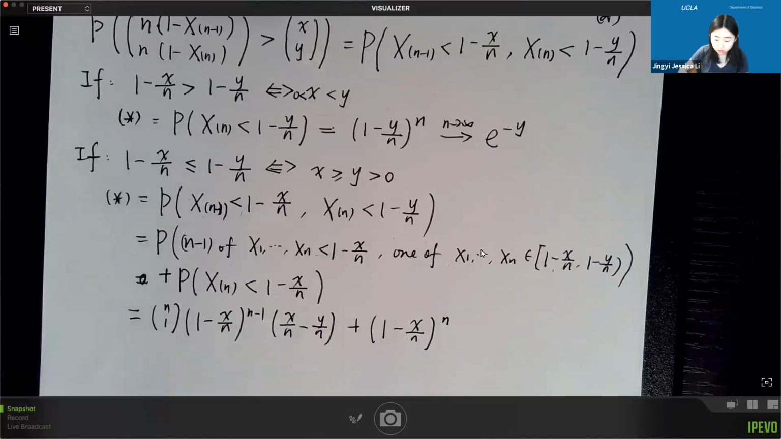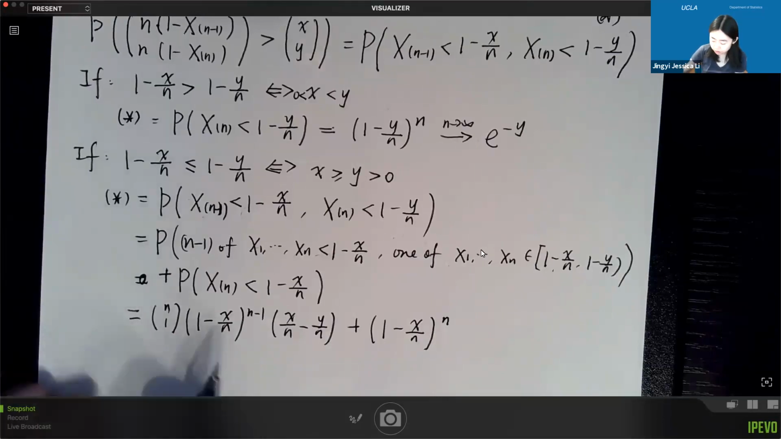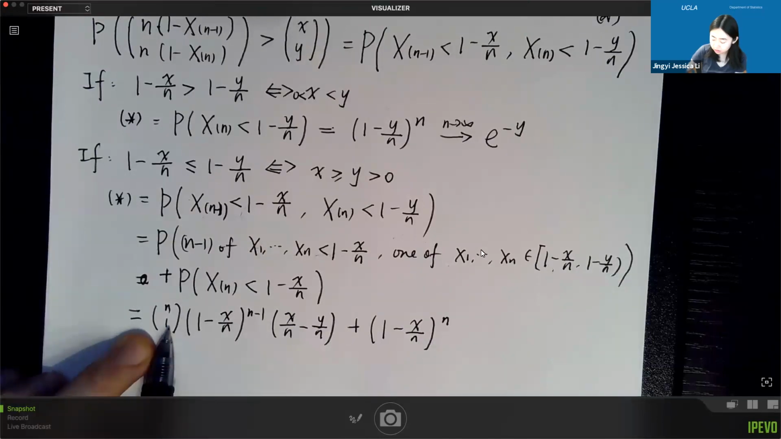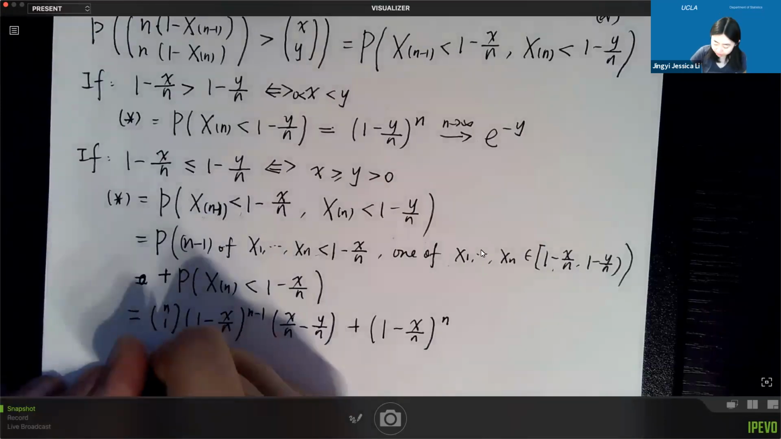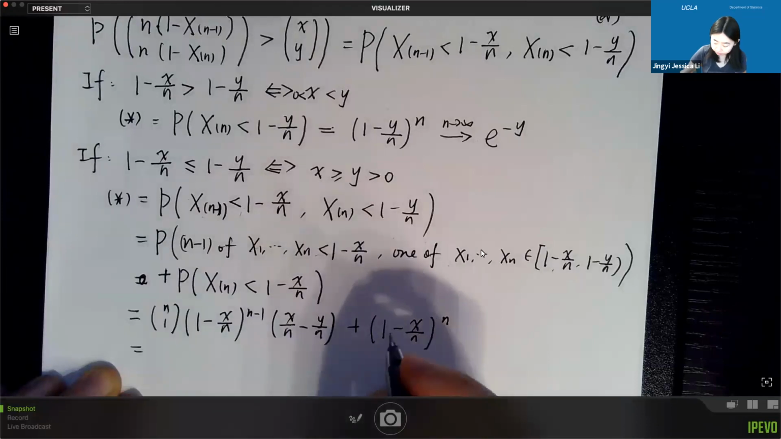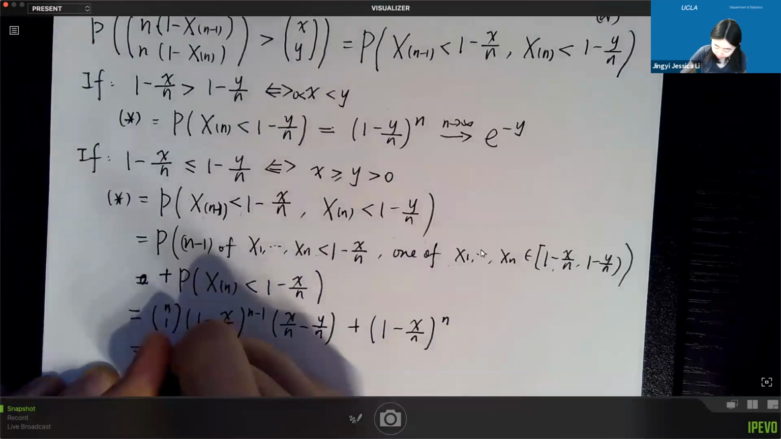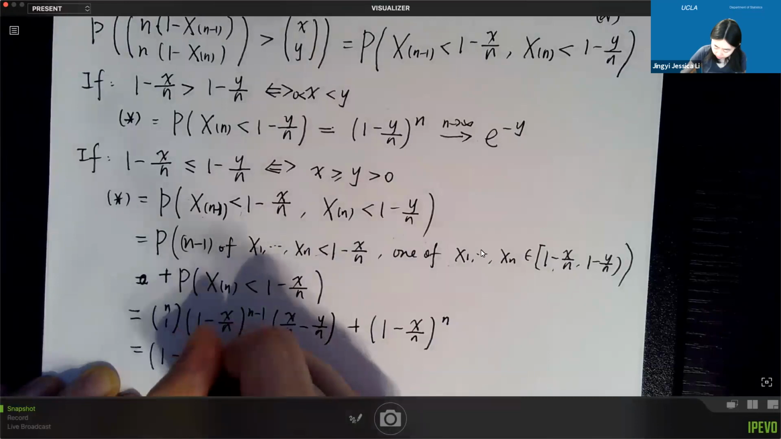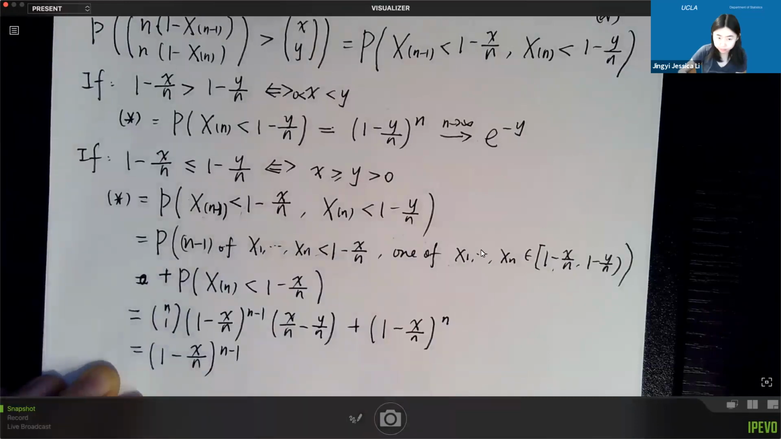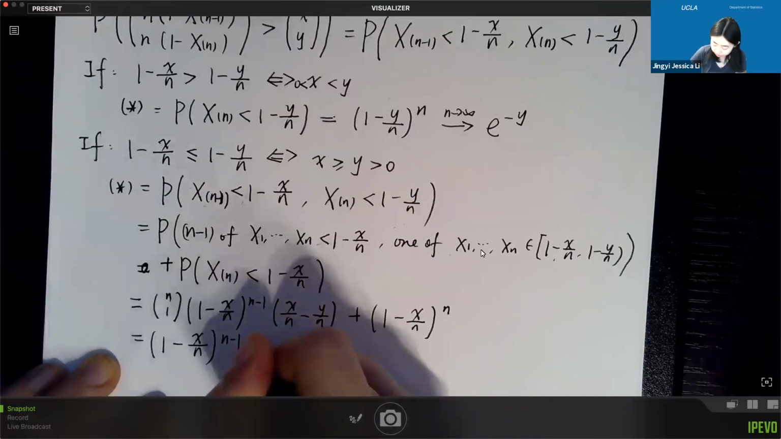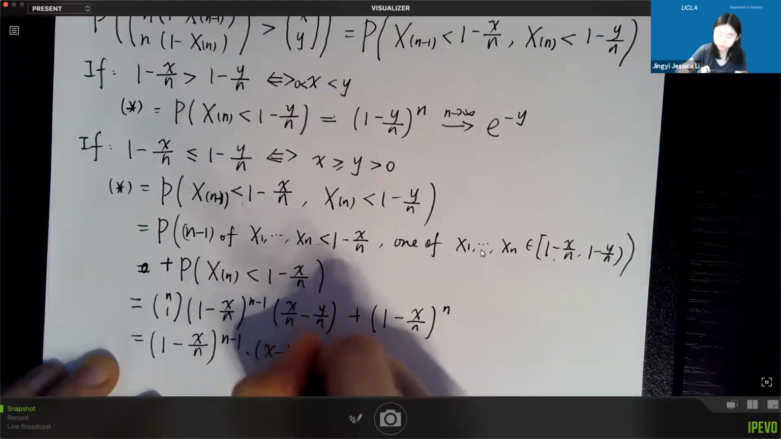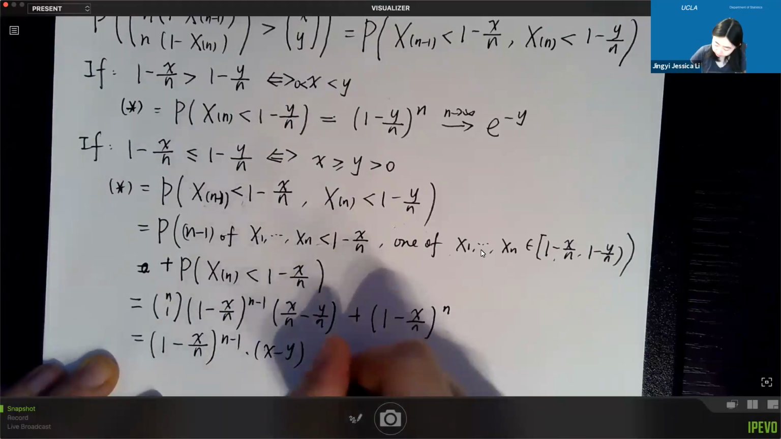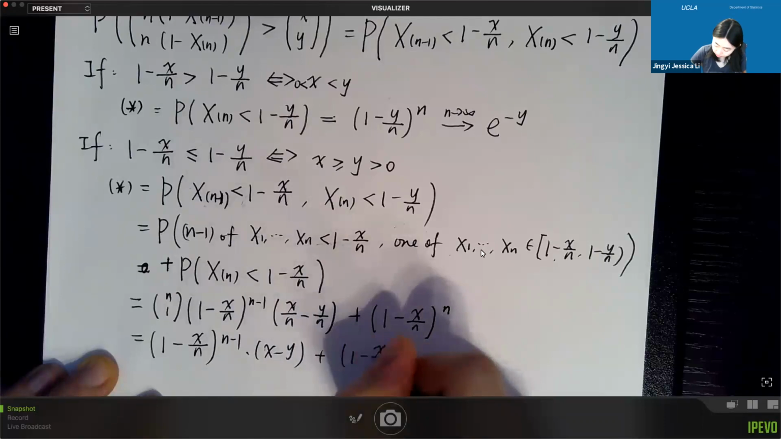So what's left? The first term can be simplified easily. This n can cancel with the n in the denominator. So the first term becomes 1 minus x over n to the power n minus 1, times n times x minus y. That's the first term. Second term, 1 minus x over n to the power n.